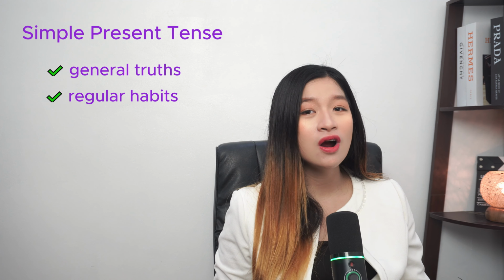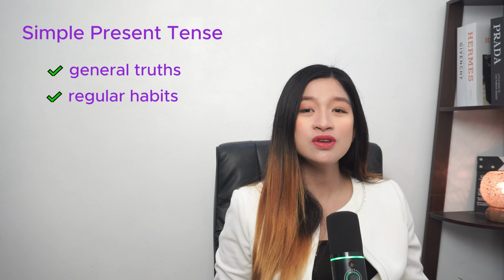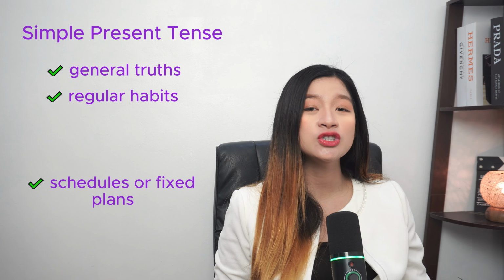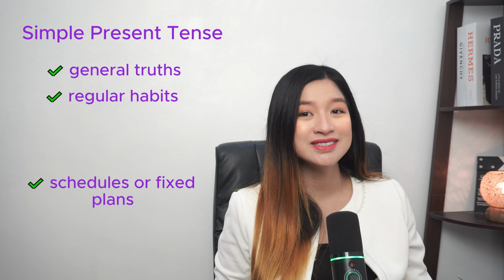What is the simple present tense? We use the simple present tense to talk about things that are true in general, happen regularly, or are just facts. It's also used when we talk about schedules or fixed plans, especially things like transportation or timetables. The structure is really simple.